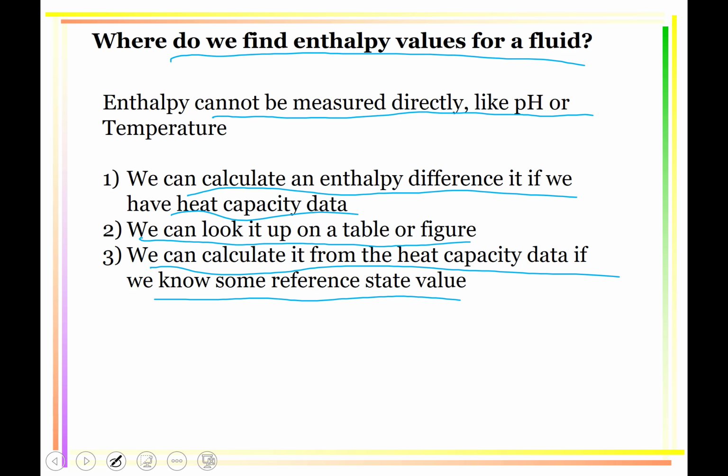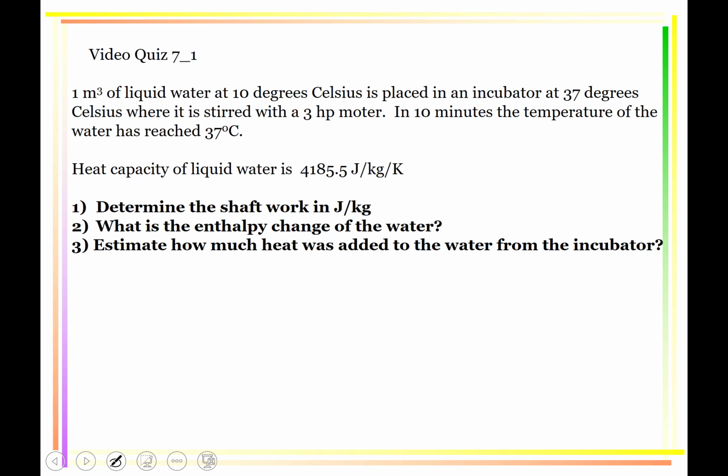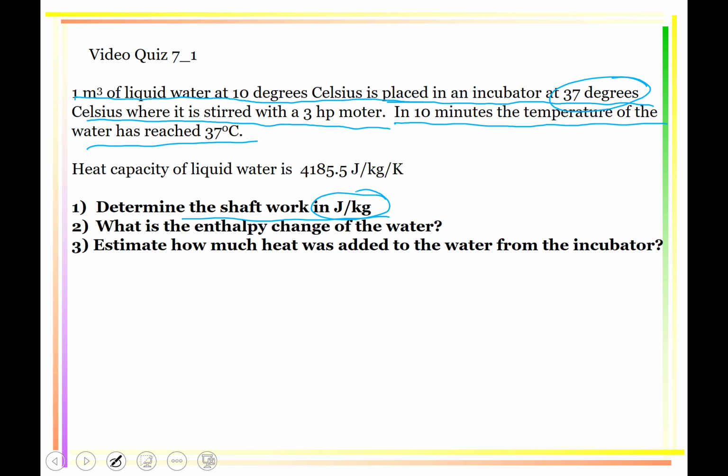So here's your calculation for the video quiz. 1 meter cubed of liquid water at 10 degrees Celsius is placed in an incubator at 37 degrees Celsius, where it is stirred with a 3 horsepower motor. In 10 minutes, the temperature of the water has reached 37 degrees. So you have a shaft work, and you can determine that. All you're going to do is convert the 3 horsepower to joules per kilogram. You're going to calculate the enthalpy change of the water, and then you're going to find out how much heat was added to the water from the incubator, as in just heat crossing the system boundary.